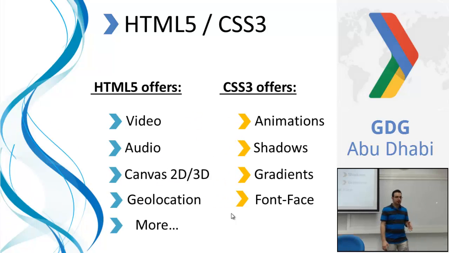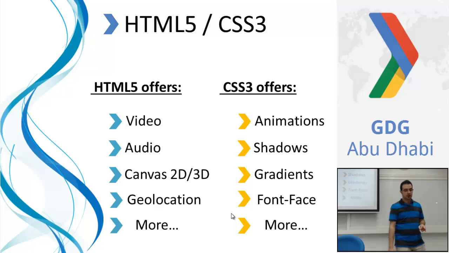So HTML5 simply offers video, audio, canvas, 2D or 3D, geolocation, and a lot more, as we mentioned before. While CSS3 offers animations, shadows, gradients, font faces, transitions, and transforms, and a lot of other stuff.